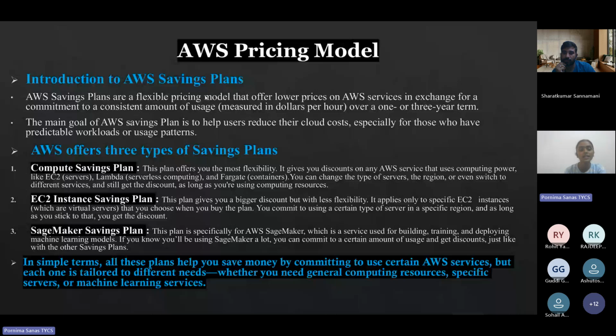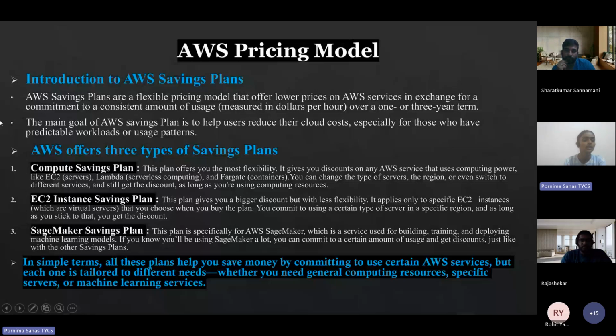AWS offers three types of savings plans. One, Compute Savings Plans. Second is the EC2 Instance Savings Plan, and third is the SageMaker Savings Plan. Compute Savings Plans are more flexible because they cover all types of AWS cloud services, for example EC2 virtual servers, AWS Lambda, and Fargate containers. We can choose accordingly what we require, at any region, and we can switch between services and regions. If we are now using a service in Ireland, we can change from Ireland to London also.